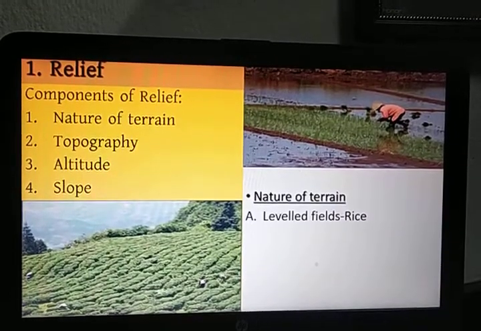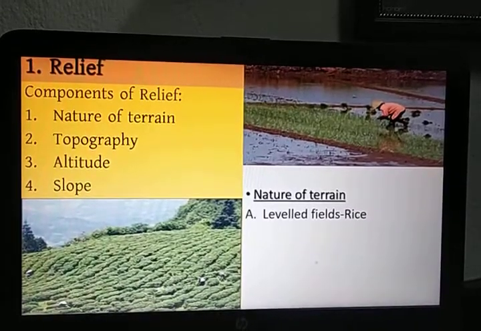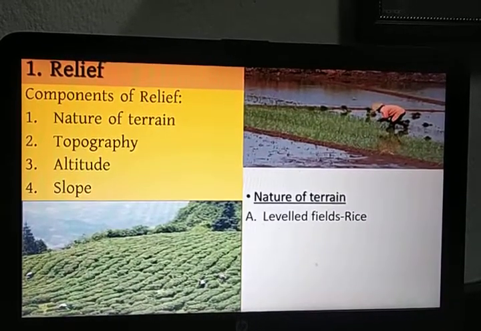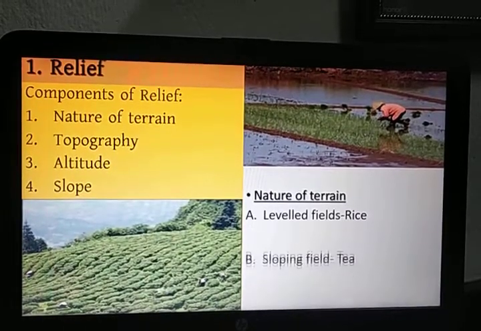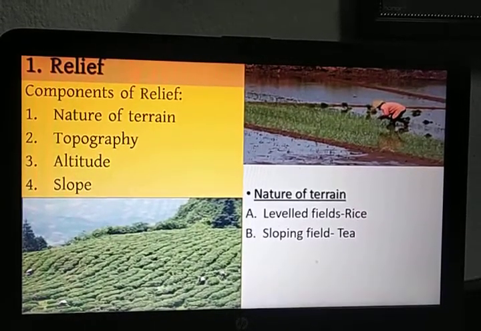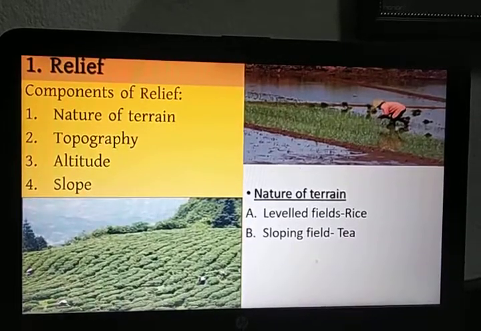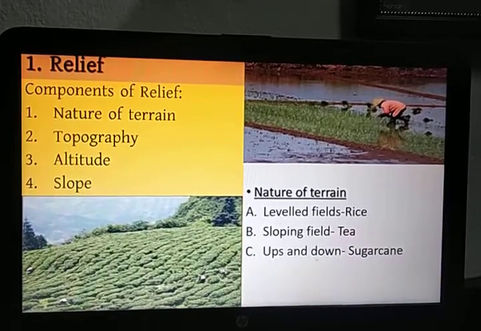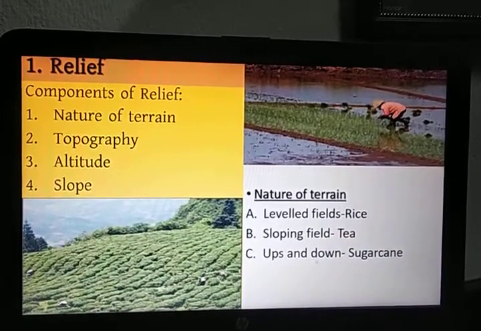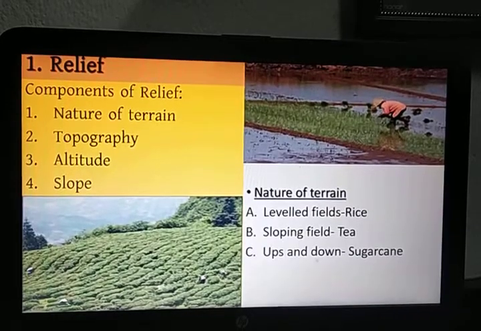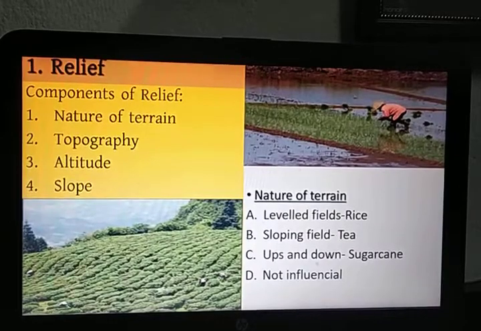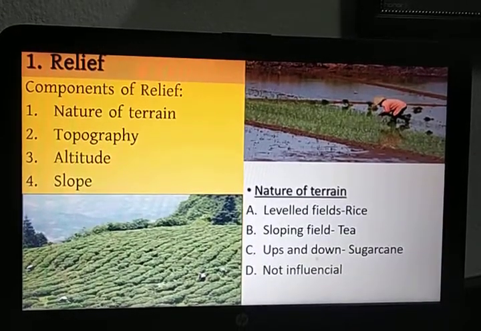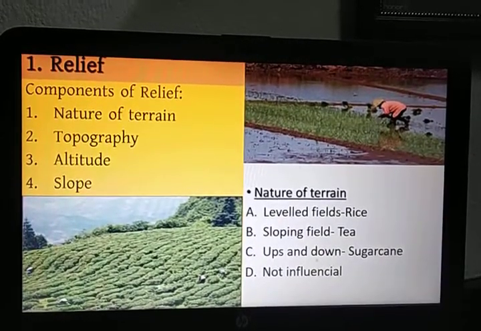So the first component of the relief is nature of terrain. Some crops require level fields, like rice, for storing of water. Some crops require sloping fields, that is the tea gardens. Some crops require ups and downs, or there is no such influence of terrain, that is sugarcane. And for many crops, terrain is not an influential factor.